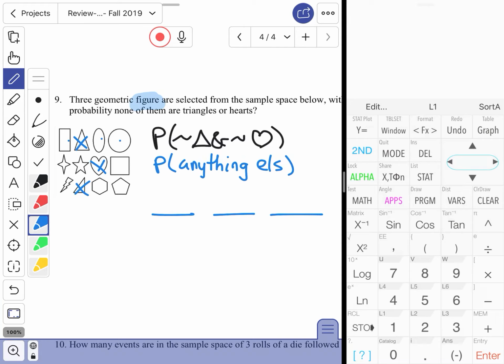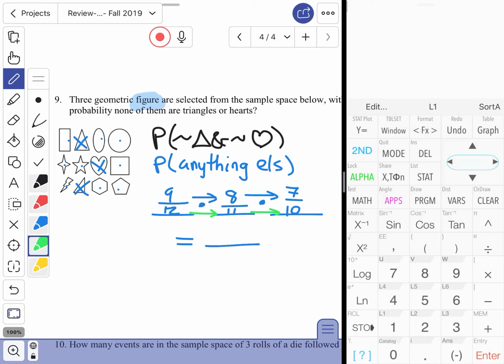So I have 1, 2, 3, 4, 5, 6, 7, 8, 9 other things out of the 12 that are available. Then if I select one at random and don't replace it, then I only have 8 of the things I want out of the 11 things available. Then if I select another one without replacement, then I only have 7 of the things I want out of the 10 things available. So then it's just straight up multiplication. Multiply tops and the bottoms.